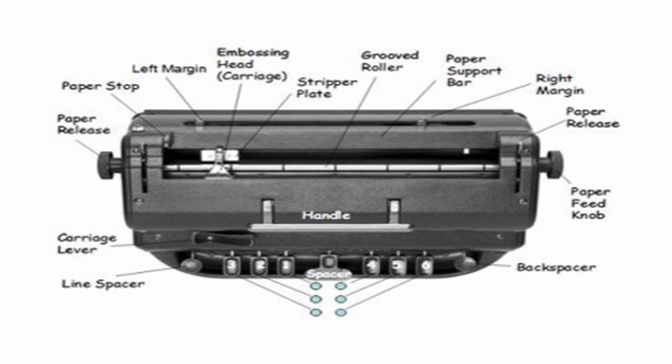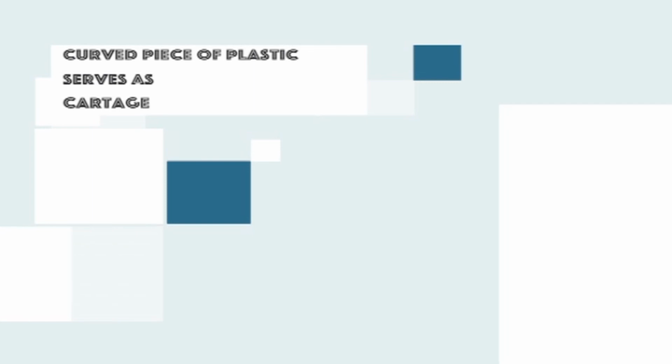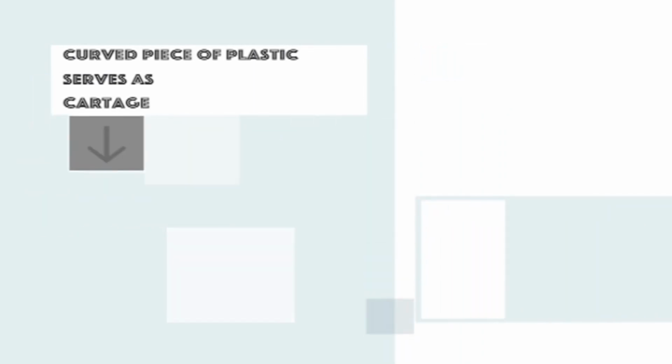The slightly raised key on the far left is the line down key, and the key parallel to it on the far right is the backspace key. There will also be a large curved piece of plastic on the top of the machine that serves as a cartridge, as well as grey knobs on the side that are used to roll the paper into the machine.